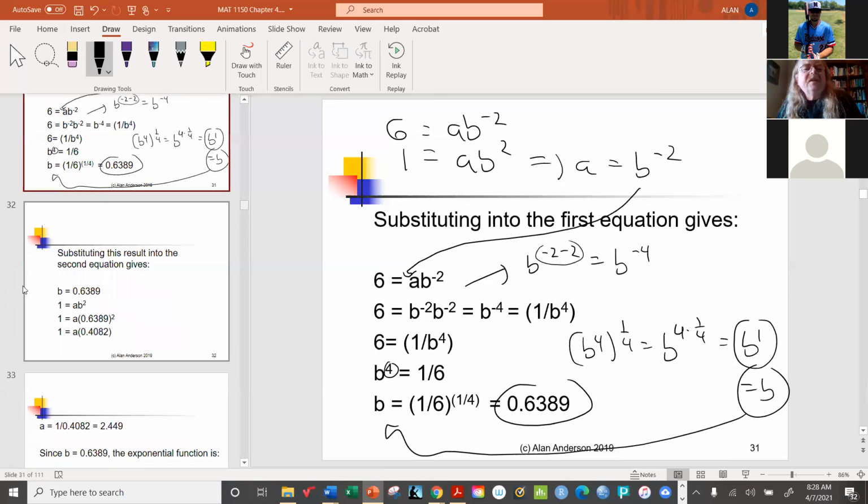Now, what do we do with that information? Remember, we had a second equation, 1 equals ab squared right here. What I can do now is solve for a by replacing this b with 0.6389 very quickly and easily. So let's do that on the next slide. Hold on one second.